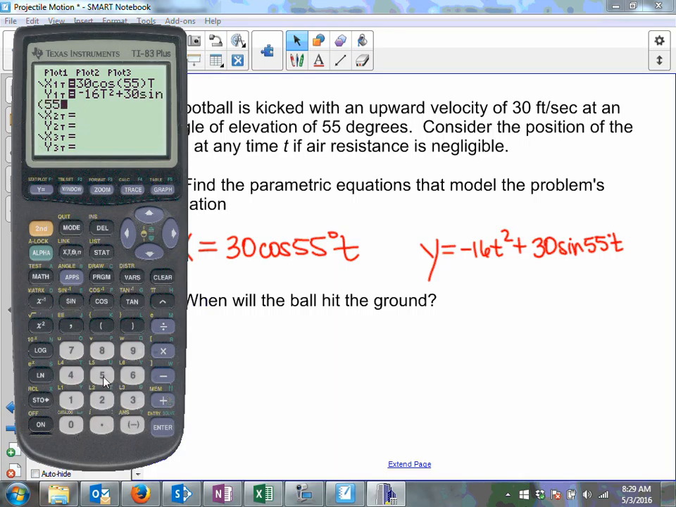Notice how instead of the y equals, we have y equals and x equals together. And when I hit the variable button, it gives me t. It's because we're in parametric mode. Okay? And I'm going to say zoom. Oh, dang it. What happened? That's not what it's supposed to look like.